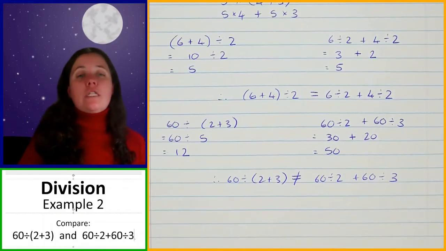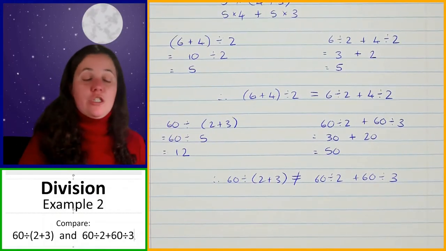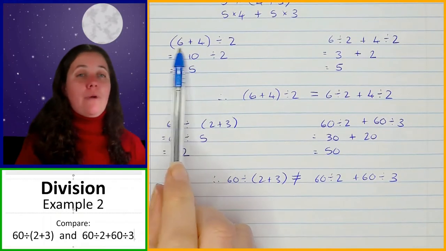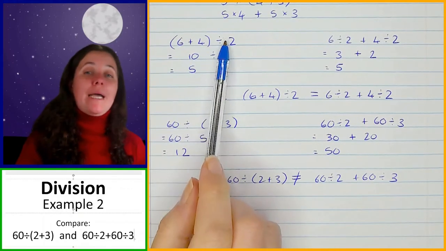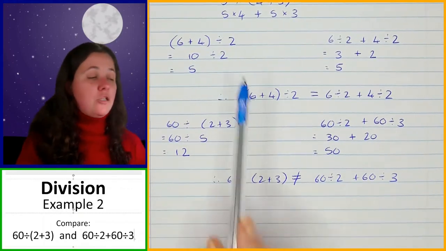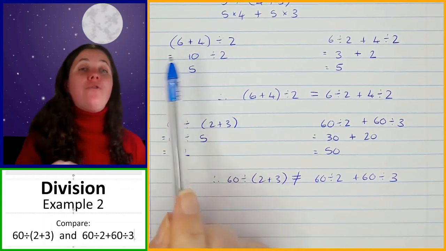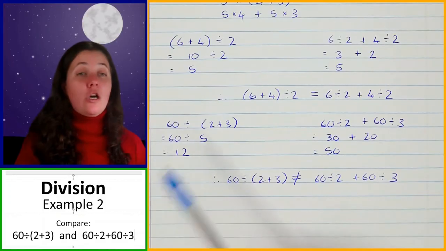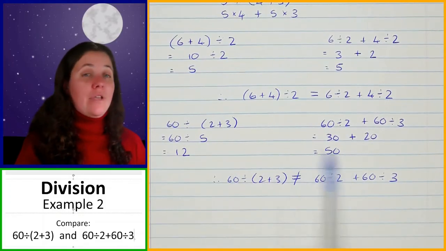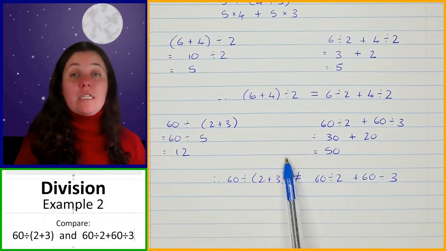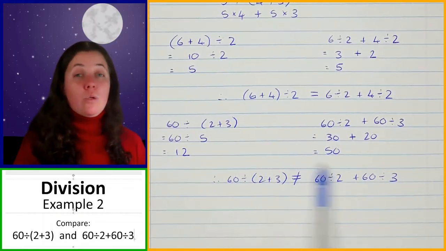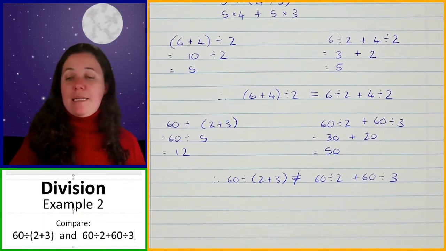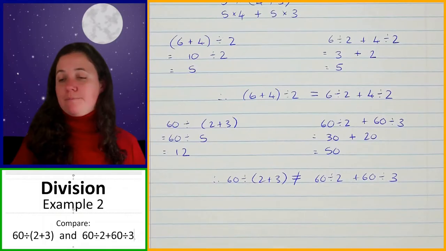So the distributive law will only work for division if it is the bracket that is being divided by something else. Okay, so the bracket has to be before the division sign. It can't be after the division sign. If it is after the division sign, you can see over here that it doesn't work. It's not true. They're not equal to each other. Right, so that is the distributive property.